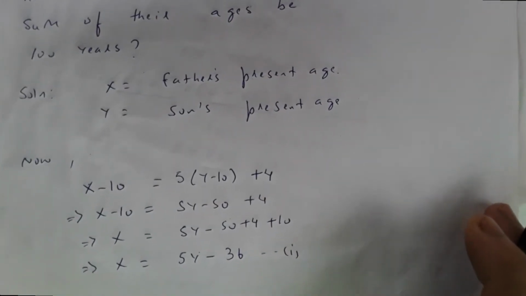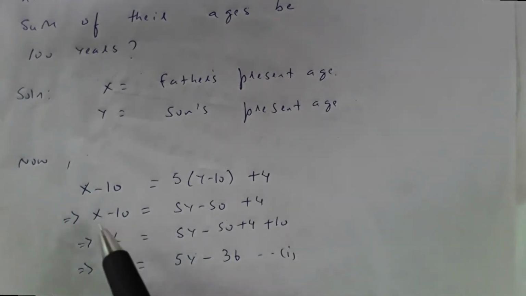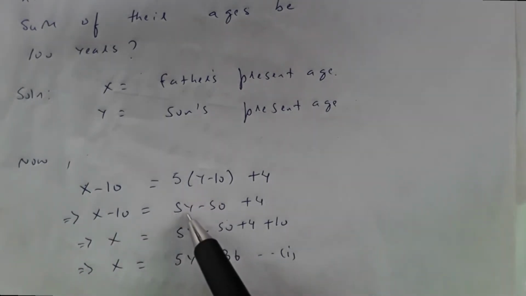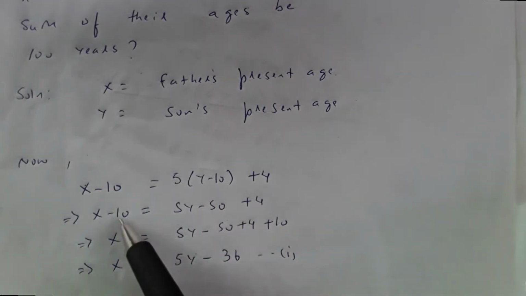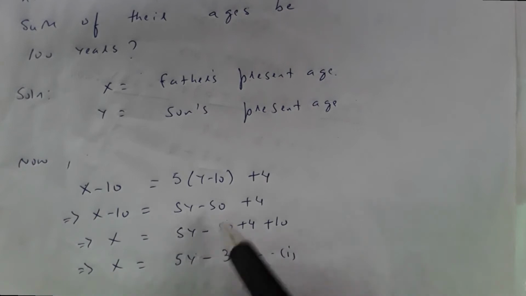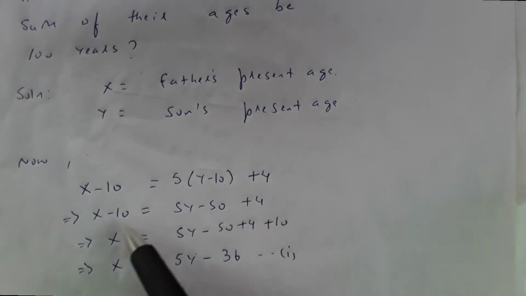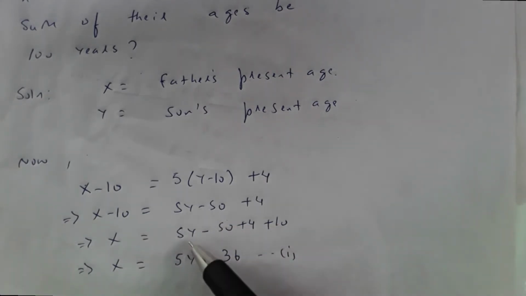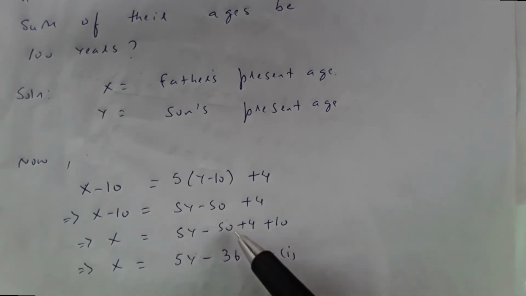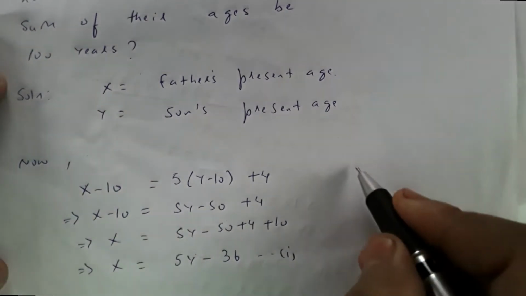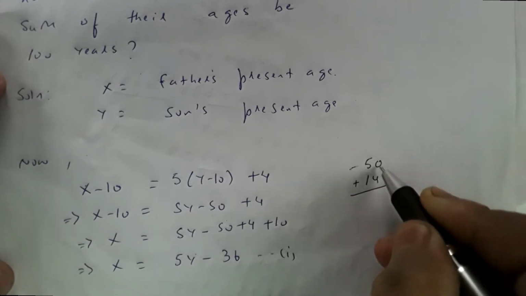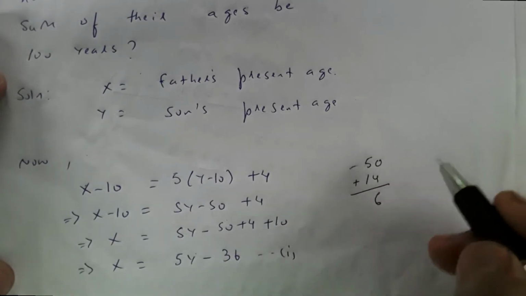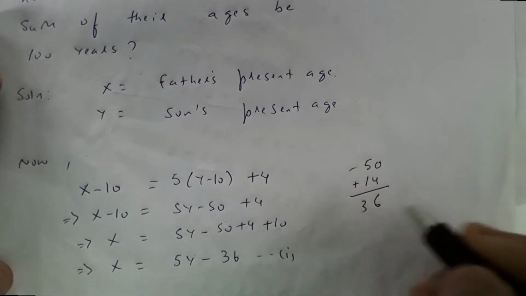Now x minus 10 equals 5 into y, 5y minus 50, plus 4. So this minus 10 we bring here, and it becomes x equals 5y minus 50 plus 4 plus 10. So it becomes 5y minus 50 plus 14, isn't it? 50 minus 14, how much is it? 50 minus 14, you get 36.